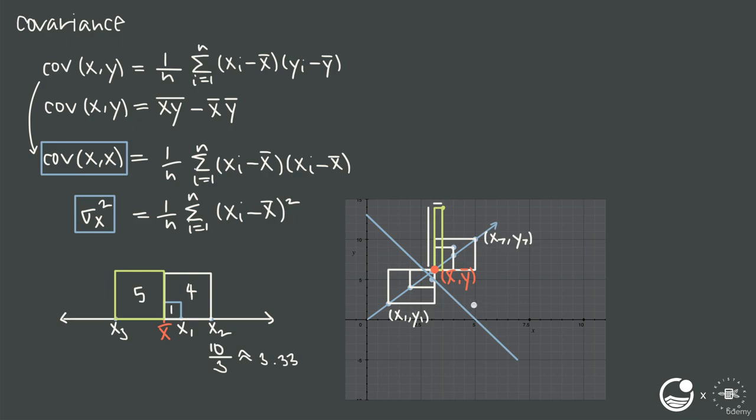For that reason, covariance is a helpful metric. The problem is that it doesn't tell us the strength of the relationship, only the direction of the relationship. And it's not a standardized value, so changing the scale of our data will change the value of covariance.